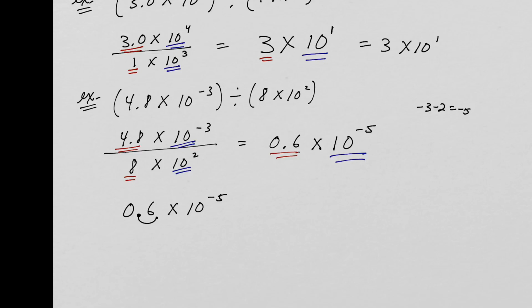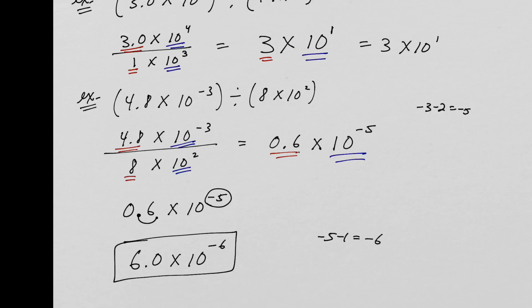But then if I move the decimal place to the right, what do I do with the exponent up here? I subtract 1. Remember, if I move to the left, I add. If I move to the right, I subtract. So if I move one place to the right, I'm going to have 6 point, you can write a 0 there if you want, times 10 to the, and if I subtract 1, negative 5 minus 1 is a negative 6. And that would be my result for that division.